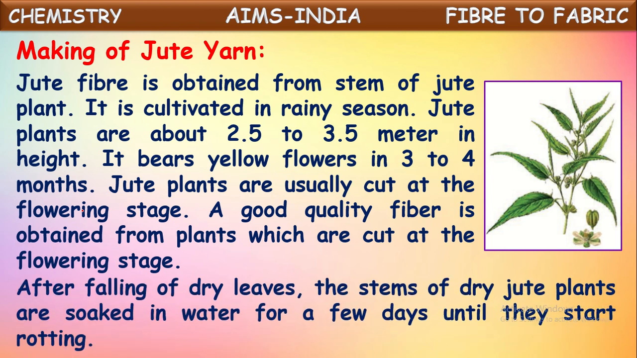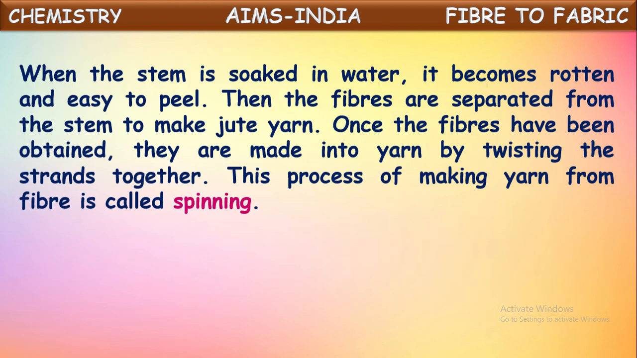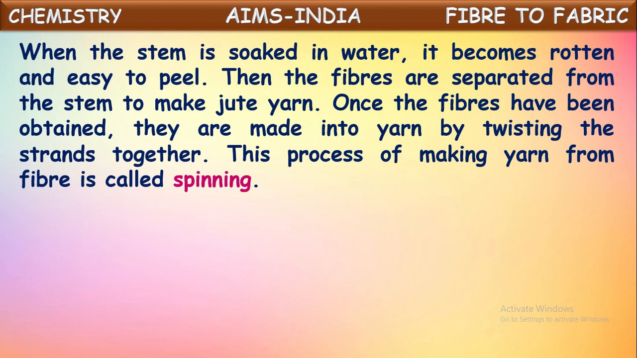After cutting down, what happens? Slowly all the dry leaves will fall off. Then after the dry leaves fall off, the stems of dry jute plants are soaked in water for a few days until they start rotting. When the stem is soaked in water, it becomes rotten. Then it becomes easy to peel the fiber from the stem. Then the fibers are separated from the stem to make jute yarn.